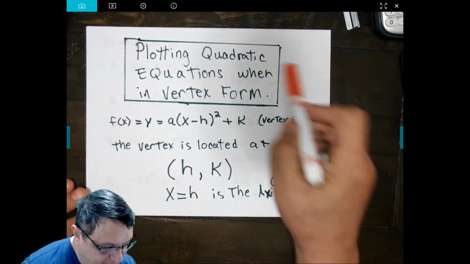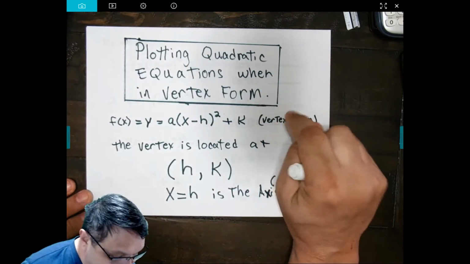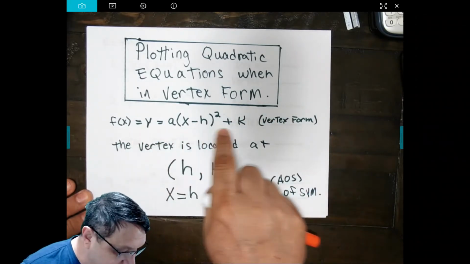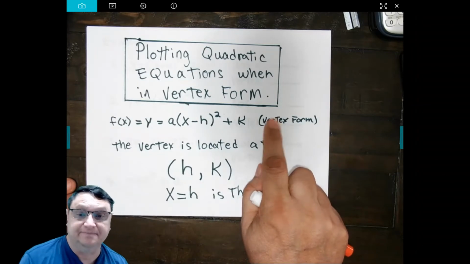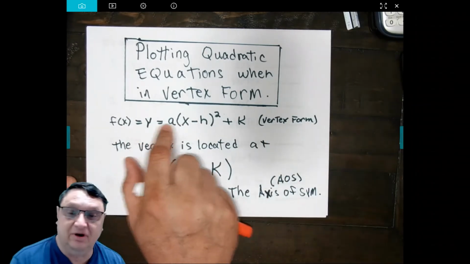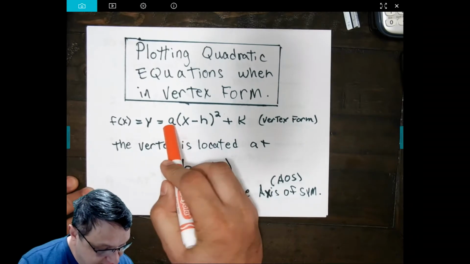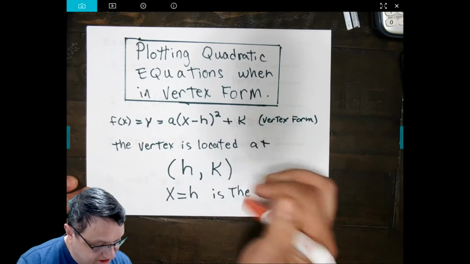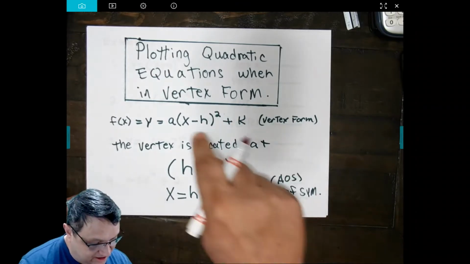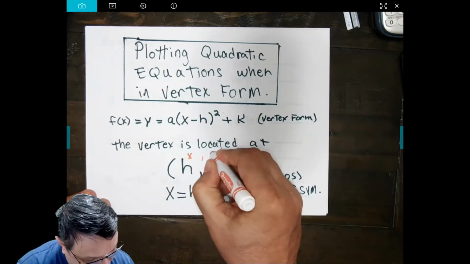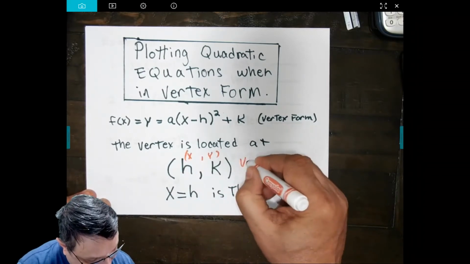Here we're going to be plotting quadratic equations, identifying the vertex and the axis of symmetry when the equation is given to us in standard vertex form. Standard vertex form looks like this: f of x equals y equals a, some constant, times the quantity x minus h squared plus k, where h and k are the x and y coordinates of the vertex.